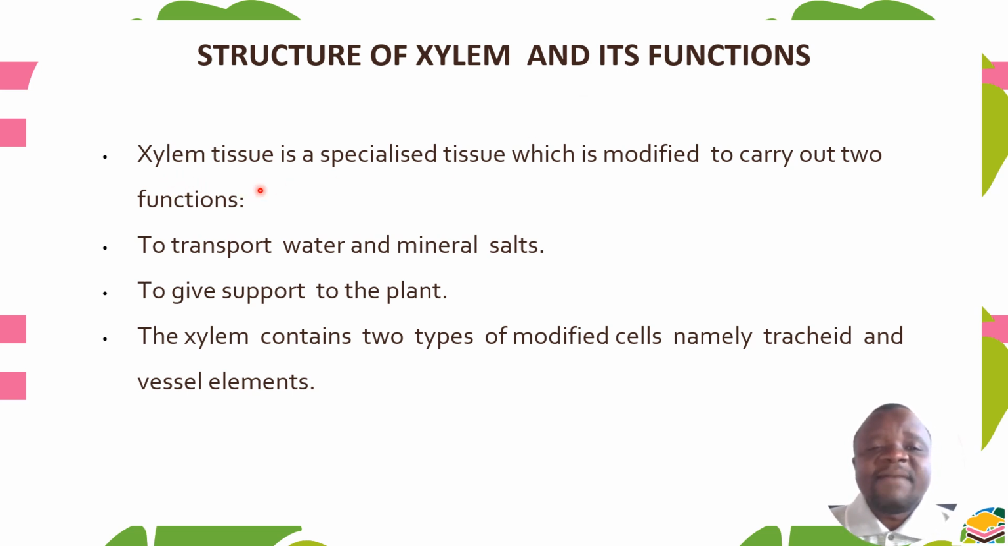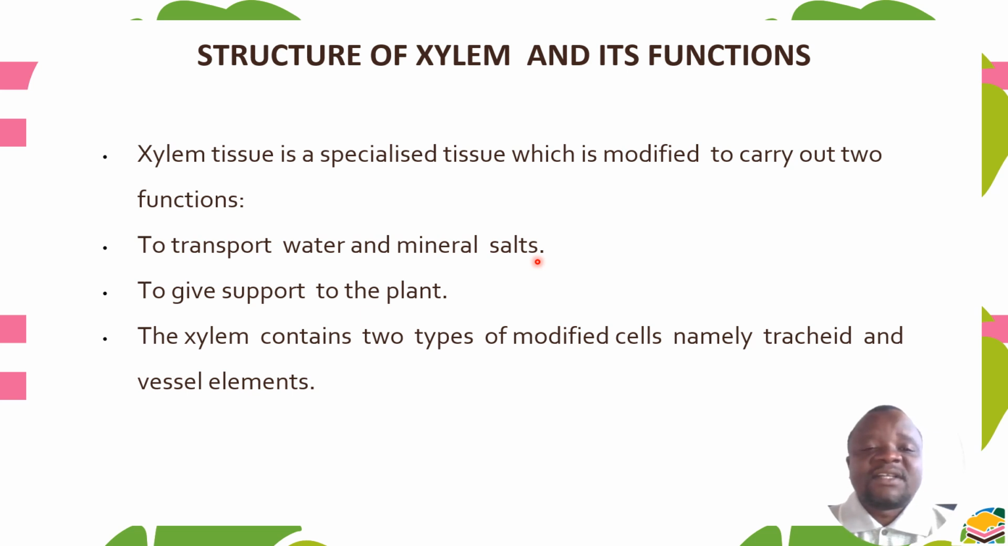Now, the xylem tissue is a specialized tissue which has modified cells to carry out two functions. So the xylem tissue has two modified cells, and these cells perform these functions. It is there to transport water plus mineral salts from the soil into the plants.